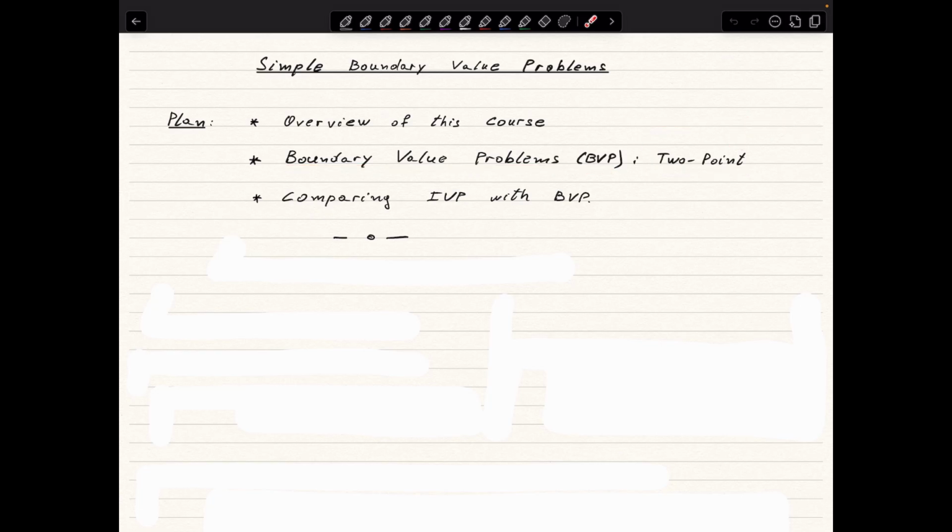And then we are going to compare what we know about initial value problems with what we can know about this new type of problems, boundary value problems. So that's the plan for today.